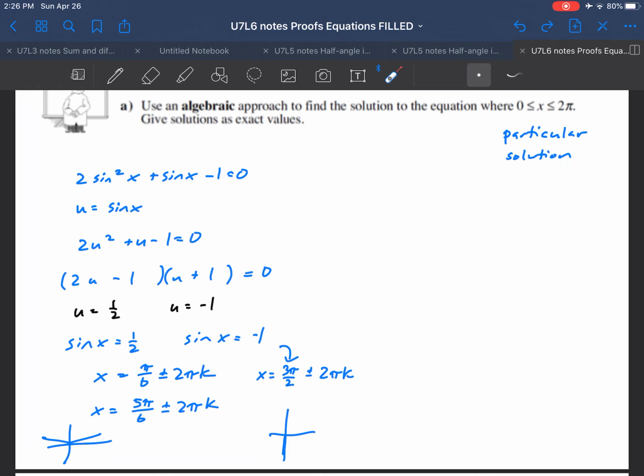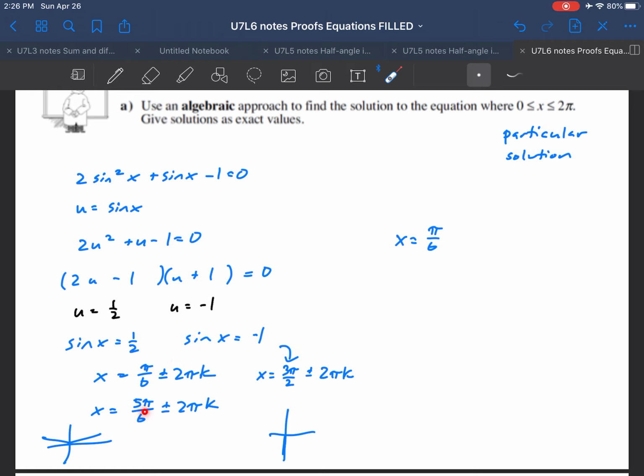So if I start taking these values, I'm going to start with pi over 6 here. That is in our set of possible answers. So I'm going to say pi over 6. Now if I subtract 2 pi from pi over 6, I'm below 0, so that's not going to work. If I add 2 pi to pi over 6, that's going to be bigger than 2 pi, so that's not going to work. So really, this is our only answer from this general solution.